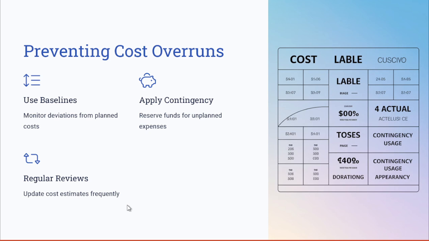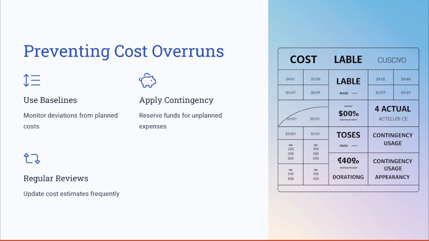Now let's understand each of them one by one. Preventing cost overruns requires proactive measures. As a project manager, you can use the baseline to monitor deviations. Think of the cost management plan or the budget that you identified in the planning phase. This is your baseline, where you have established your cost baseline. So you need to use this baseline to monitor the deviation.